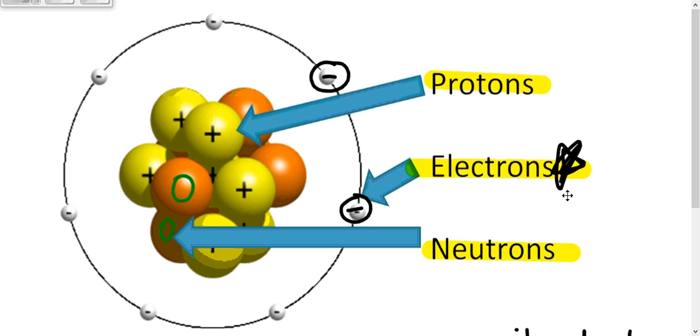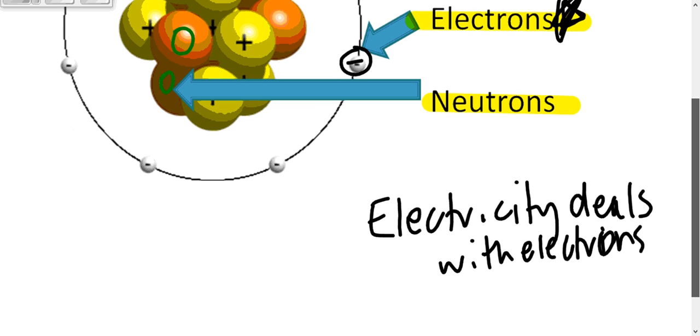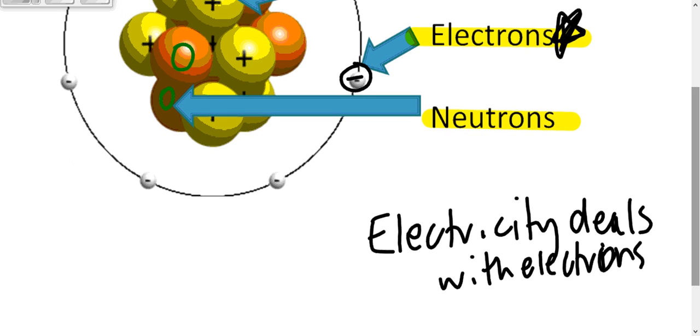Now I've got a big giant star beside electrons because we're going to talk a lot, especially when we get into current electricity, about the movement of those particles. And our protons and our neutrons are stuck in the nucleus, so they can't move. So electricity is those moving electrons. Okay, so electricity deals with the electrons, if you can read that scroll that I have there.